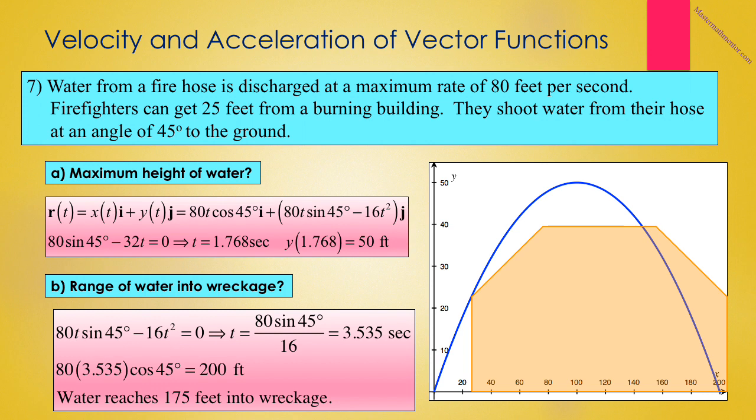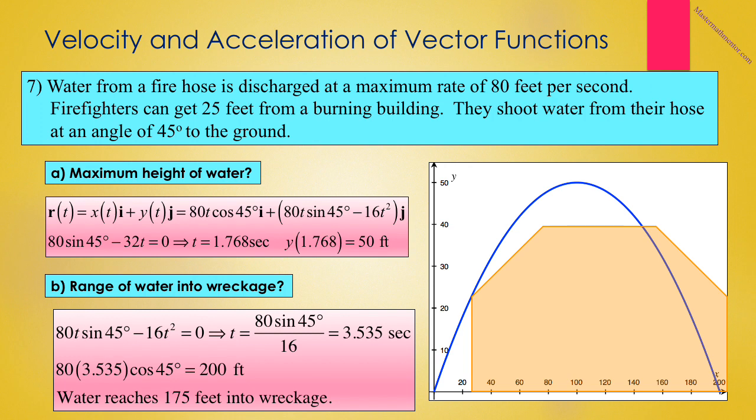We first write a vector-valued function to describe the situation. R of t equals x of t i plus y of t j. We assume that the firefighters are shooting the water from a hose from ground level. And therefore, our equation is R of t equals 80t cosine 45 degrees i plus quantity 80t sine 45 degrees minus 16t squared j. We see the graph and it appears symmetric because of the 45-degree angle.